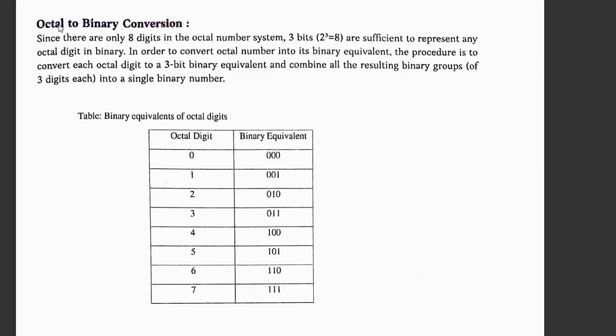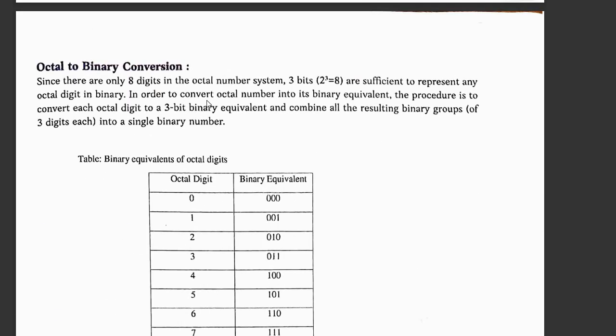So we have octal to binary conversion. In this conversion, check out what is written in the book. Turn to page number 23. On page 23, we can see that since there are only 8 digits in the octal number system, 3 bits are sufficient to represent any octal digit in binary. Since the octal number system has 8 digits, we can write this 8 as 2 to the power 3, right?